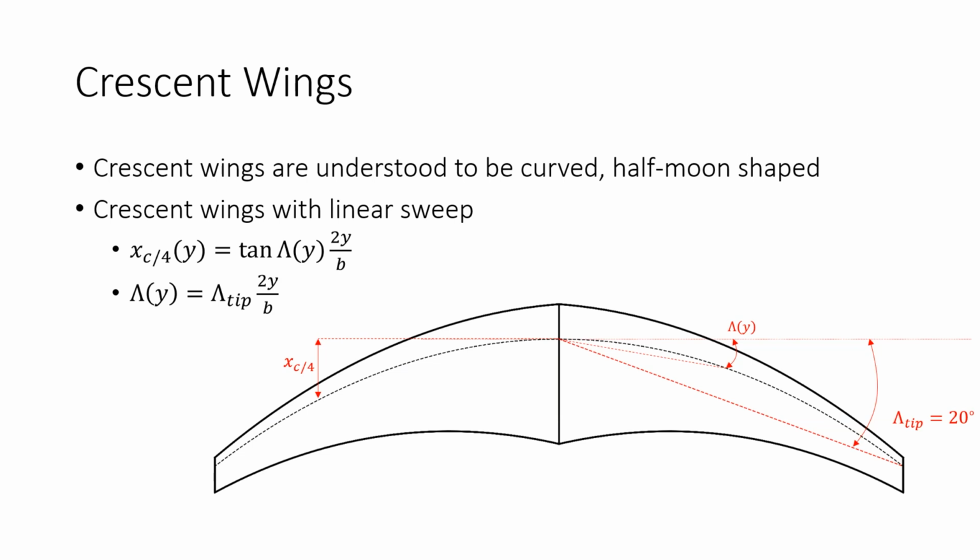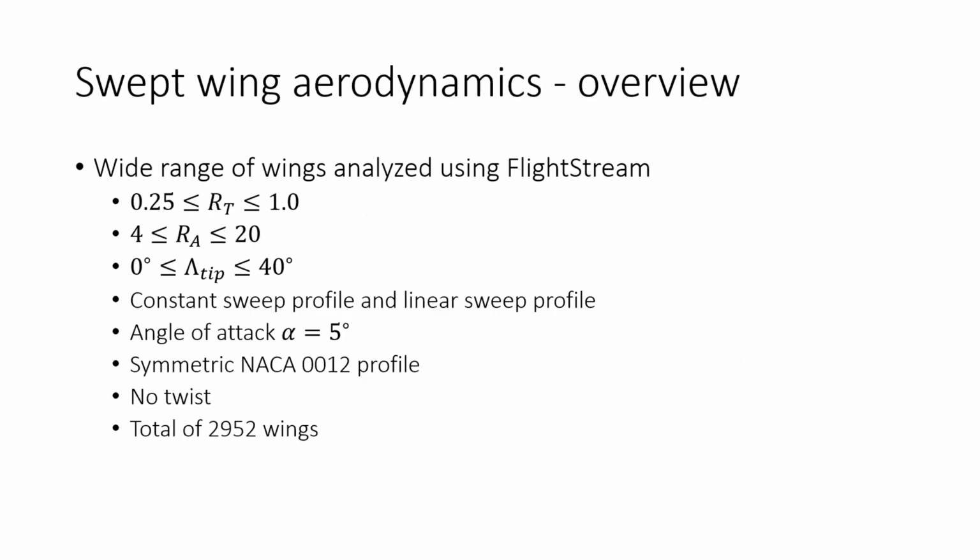My definition of crescent wing is a wing with linear sweep. So this means that the sweep increases from 0 at the wing root to a finite value at the wing tip, and I call that value lambda tip. And so between 0 and that value, the local sweep along the span increases linearly.